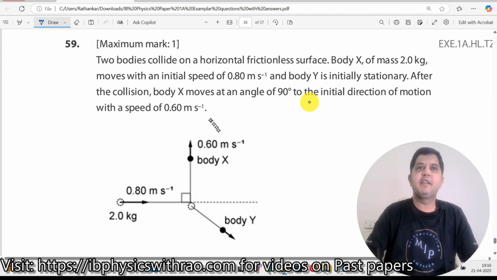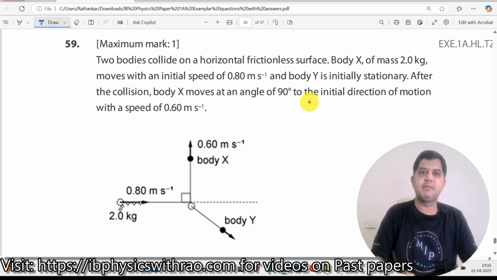Question number 59. Two bodies collide on a horizontal frictionless surface. Body X of mass 2 kg moves with an initial speed of 0.8. Then body Y is initially stationary. Again, this is a 2 dimensional problem. How do I know it is 2 dimensions?